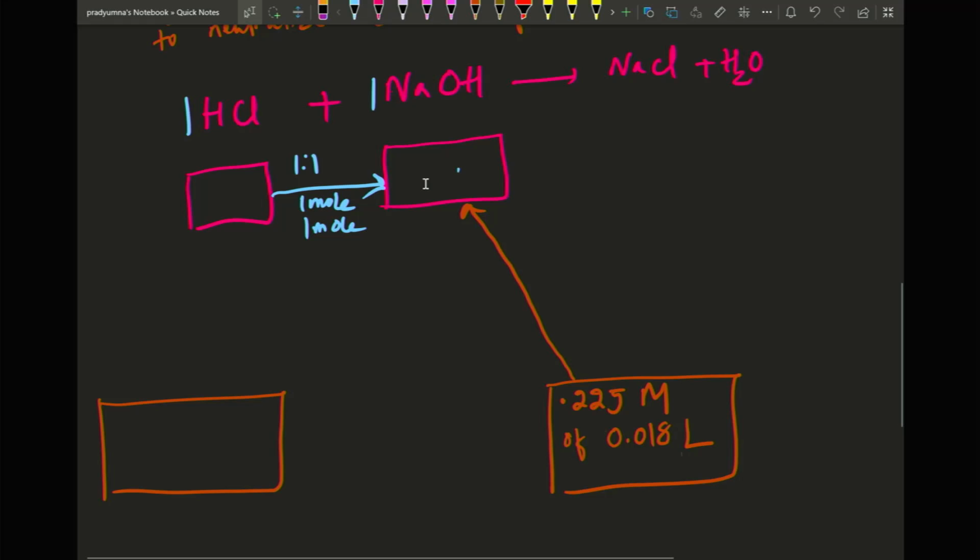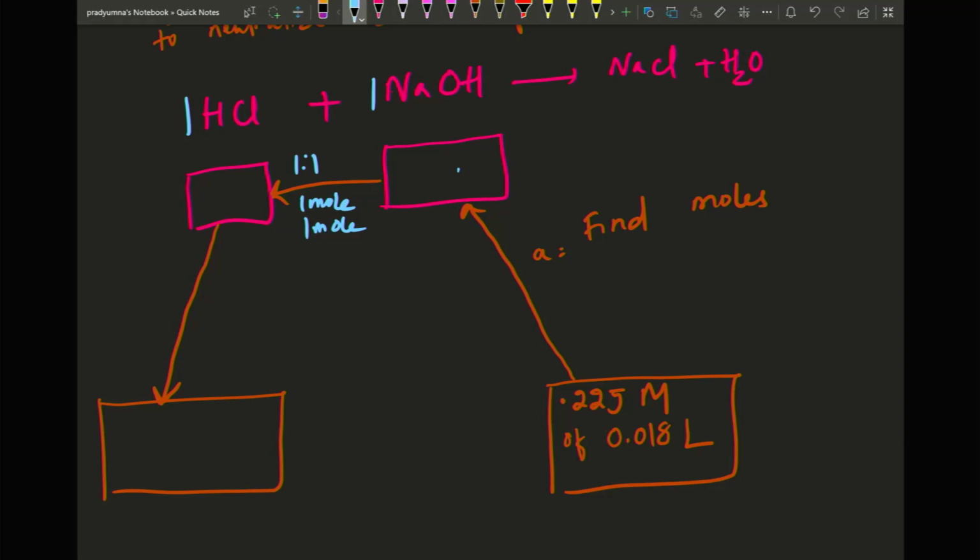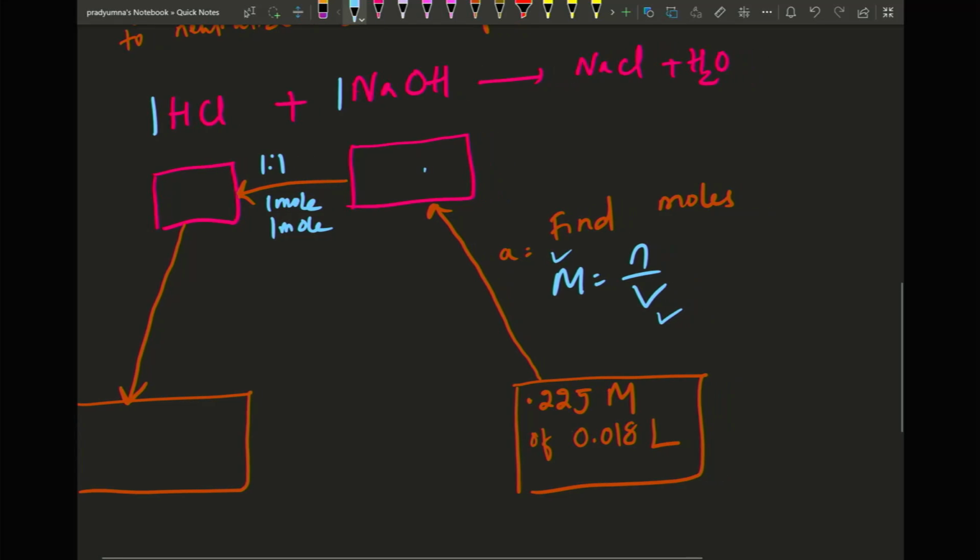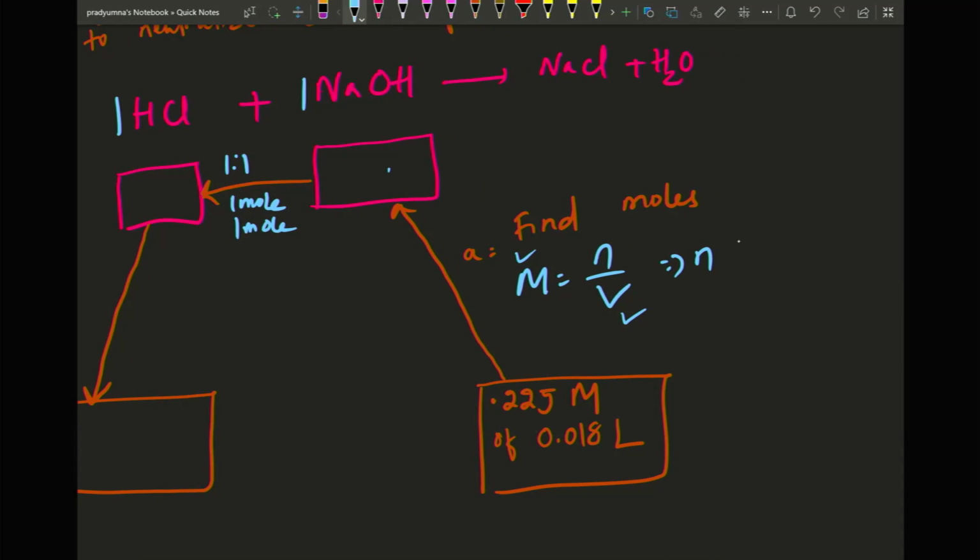So that's part A of the puzzle. Since we are starting from this side, I'm going to put the arrow on the other side. Okay, this is how we're going to go. So part A of the puzzle is find moles. All right. So what is the formula? Capital M equals N by V. We know the M, we know the V, we can find the number of moles. So N is going to be capital M multiplied by V.